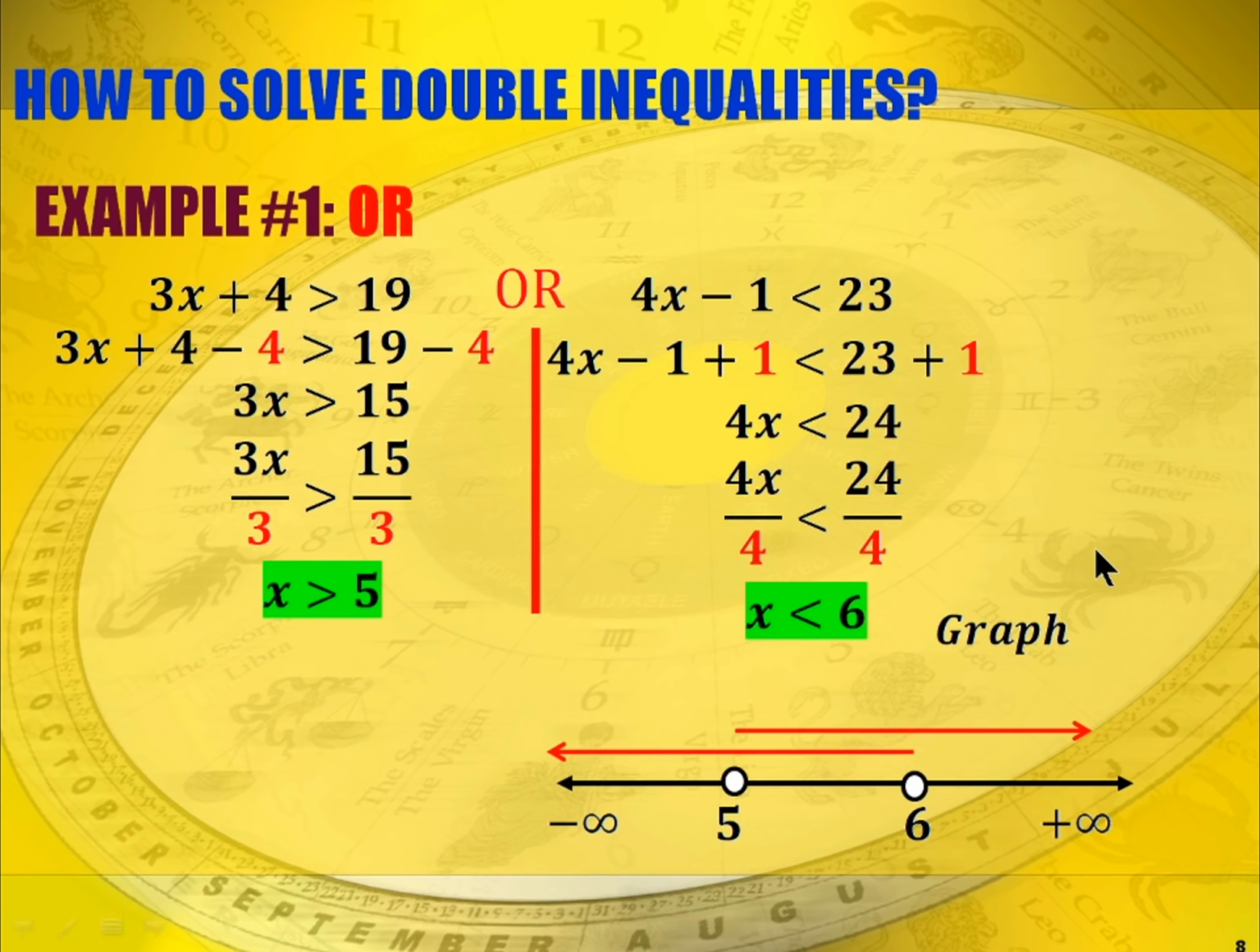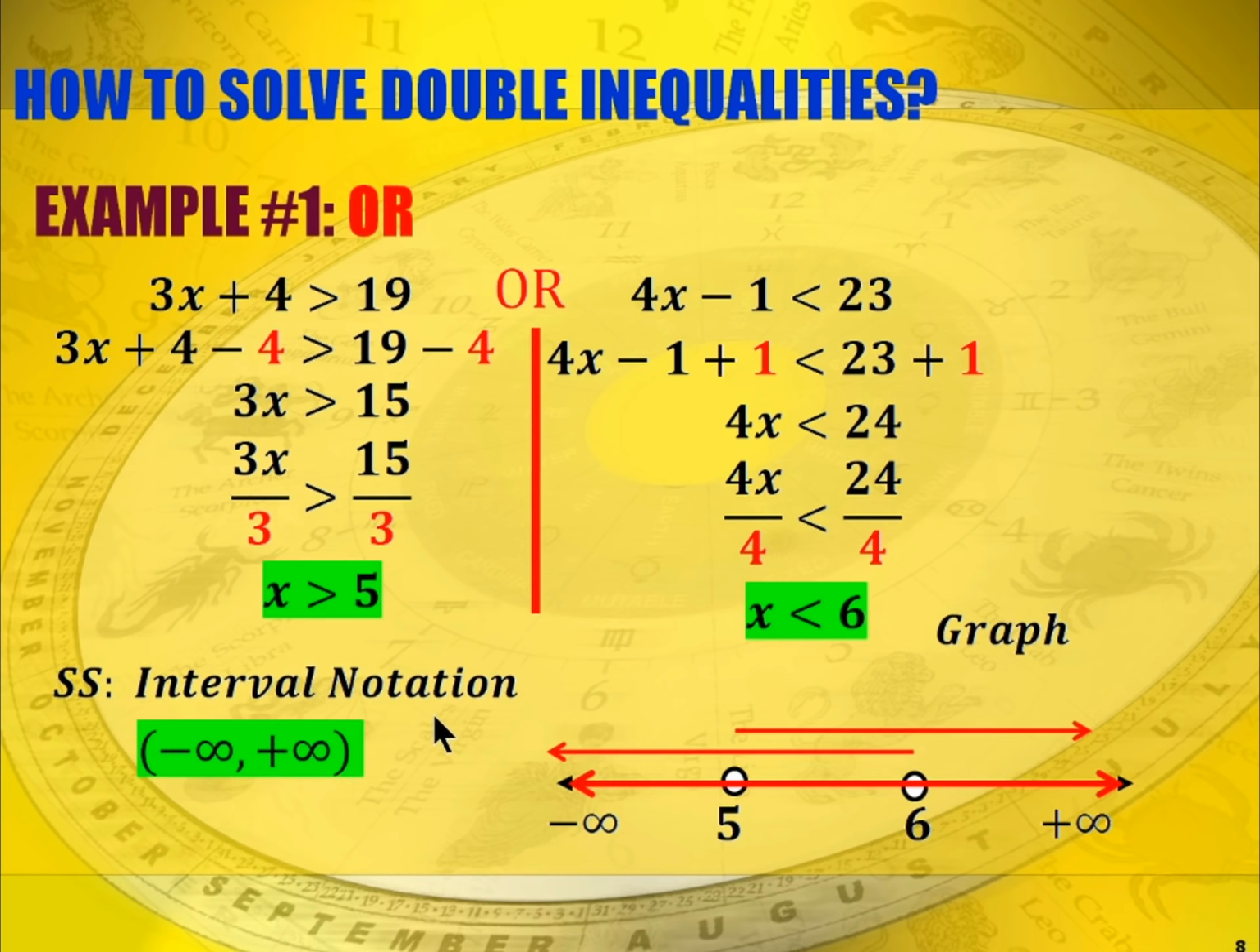Now, class, take note that this is a union, meaning OR, we're using OR. So the solution set would be this one or that one, or both. So the general solution set is from negative infinity to positive infinity. So this is the final answer.